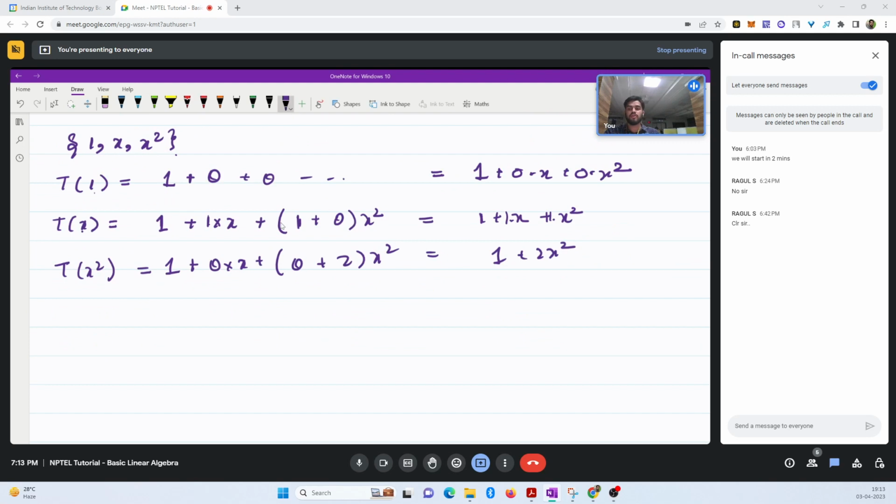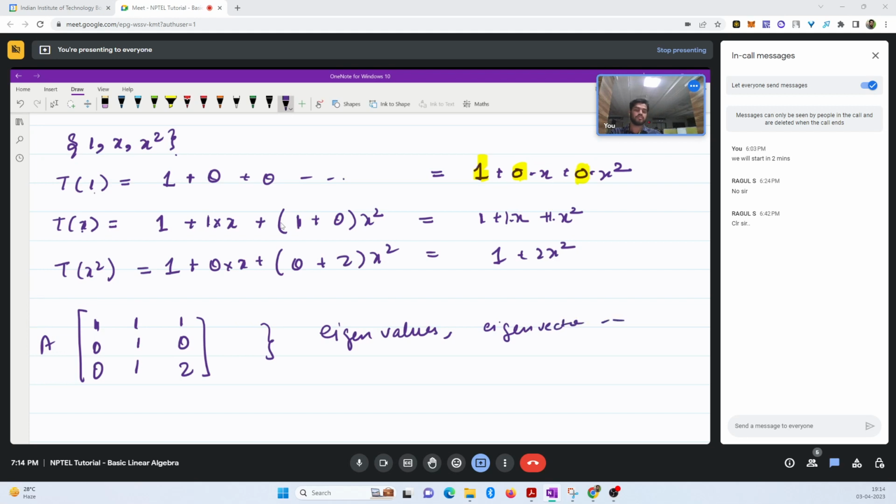Right. So if we form the matrix representation, we take the coefficients from the first result and write them as the first column, so this would be 1 0 0. The second column would be 1 1 0, and the third one would be 1 0 2. So this is our matrix A that is given to us. Now we need to find its eigenvalues, eigenvectors, and check for diagonalizability.